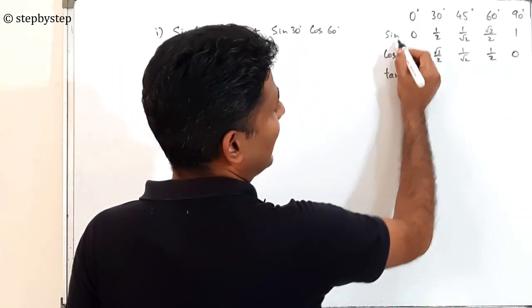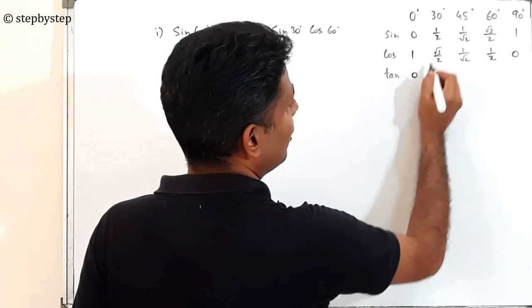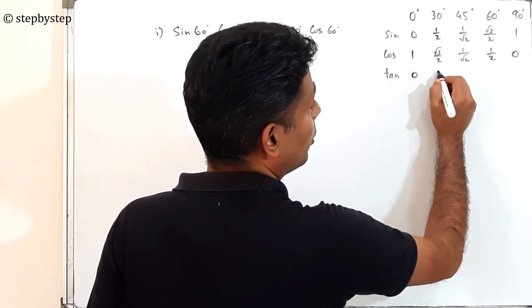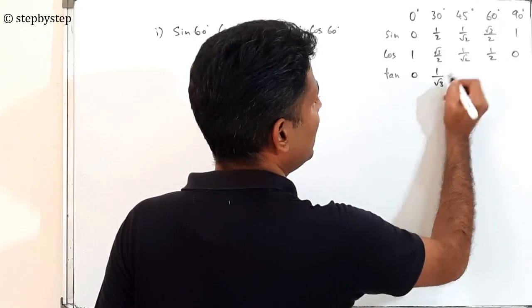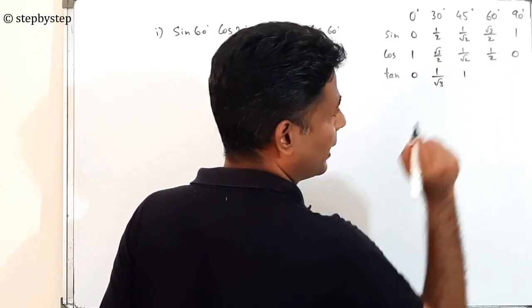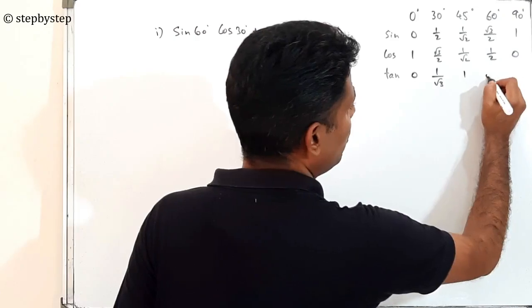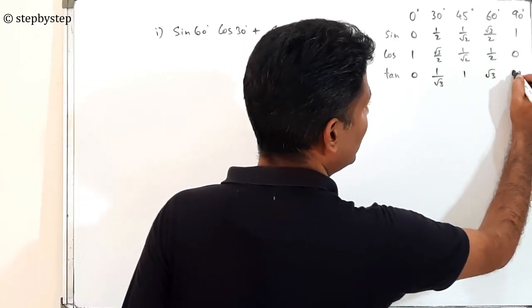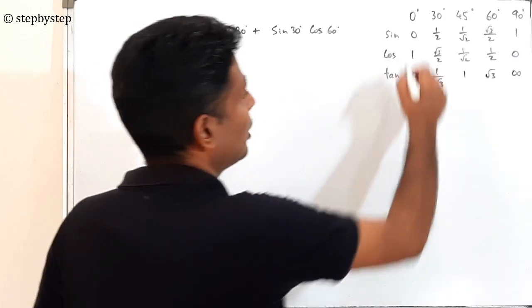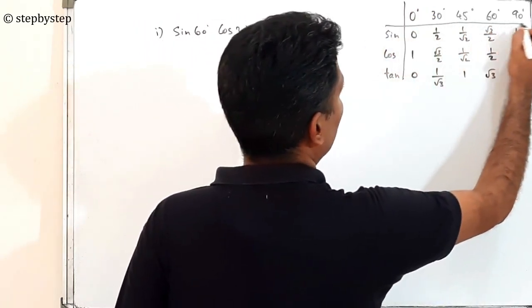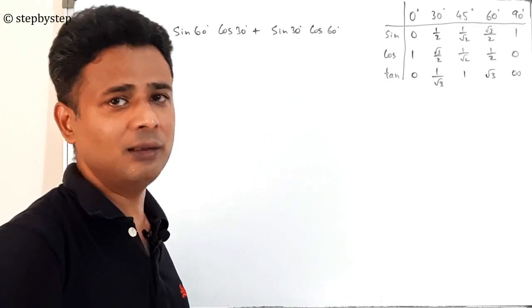And your tan is sine by cos. So 0 by 1, 0. 1 by 2 by root 3 by 2, 1 by root 3. 1 by root 2 by 1 by root 2, 1. Root 3 by 2 by 1 by 2, root 3. And 1 by 0 is undefined. So now we have our table ready. Now we can solve any problem from special angles.